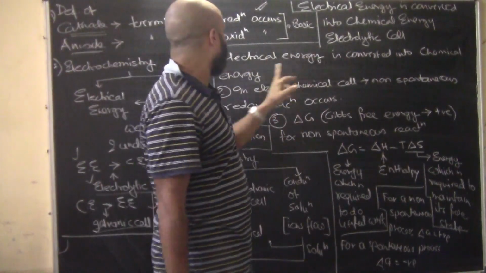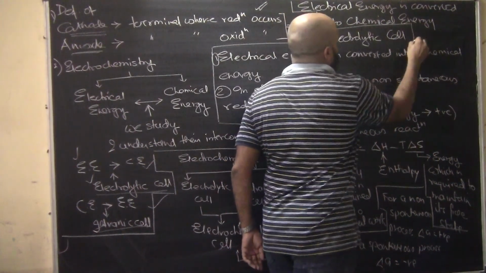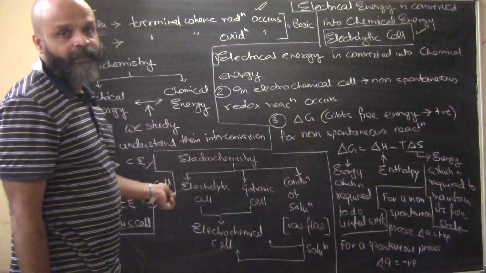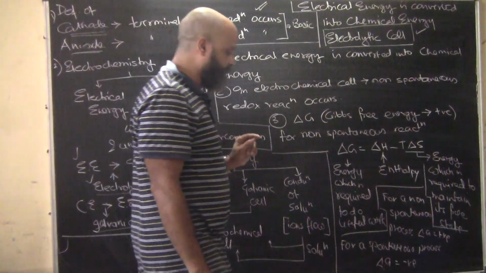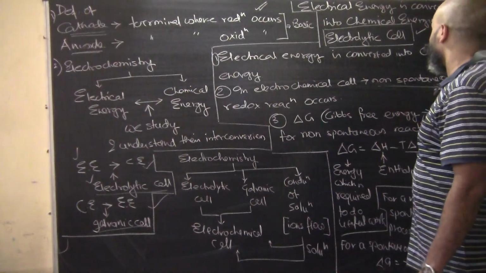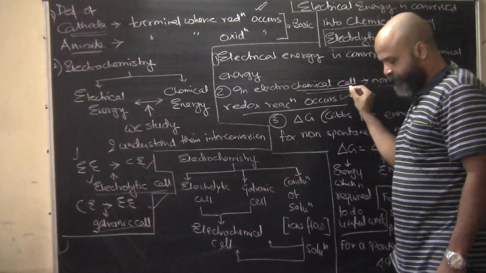Electrical energy is converted into chemical energy. Okay, so we are trying to understand how an electrolytic cell works. First of all, as we have studied here, the electrical energy is getting converted into chemical energy. In an electrochemical reaction, a non-spontaneous redox reaction occurs in the electrochemical cell.